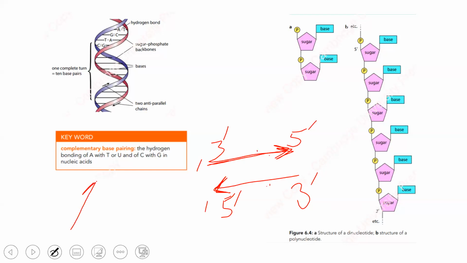What are parallel lines? Lines that run in the same direction. What are anti-parallel lines? Lines that run equally but in opposite directions. So is this clear? What are anti-parallel chains? Yeah.